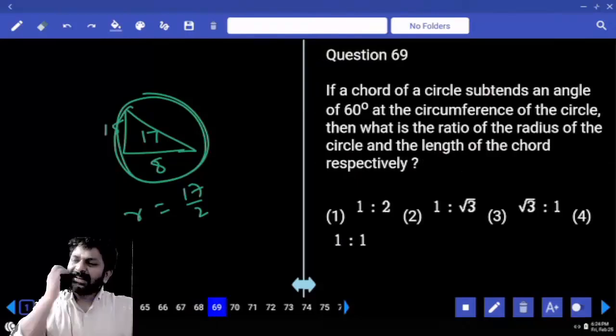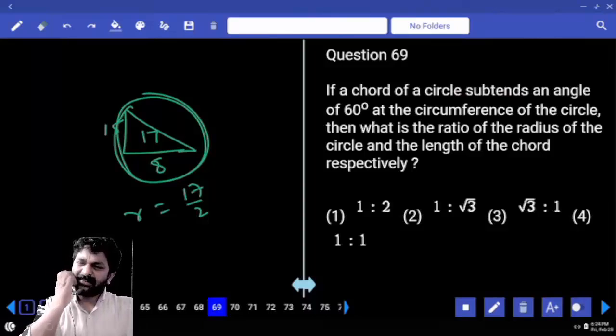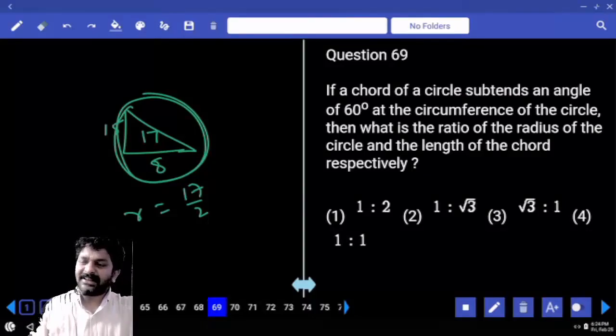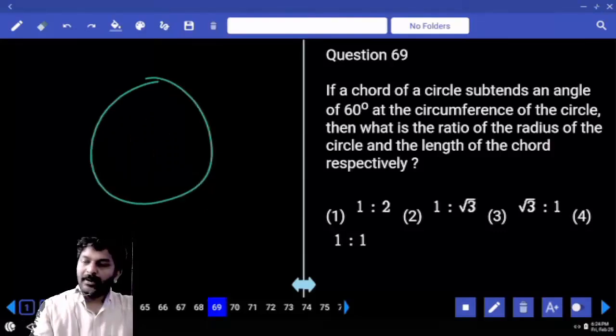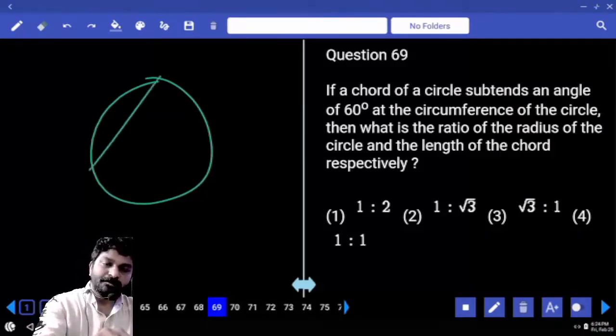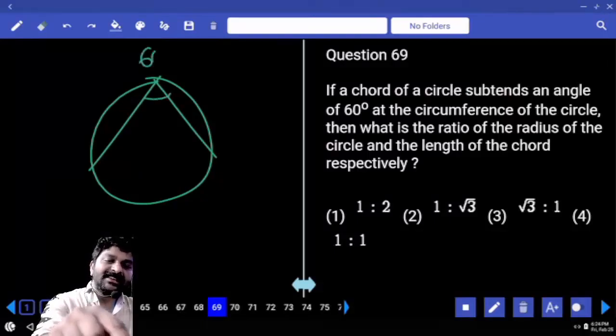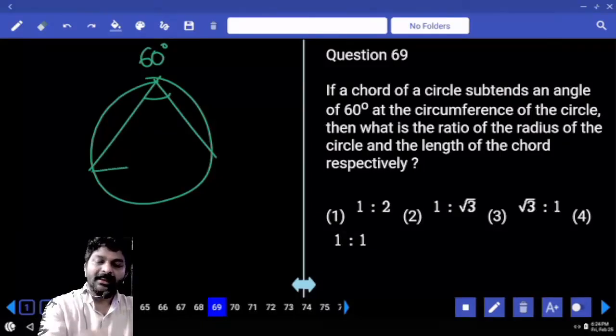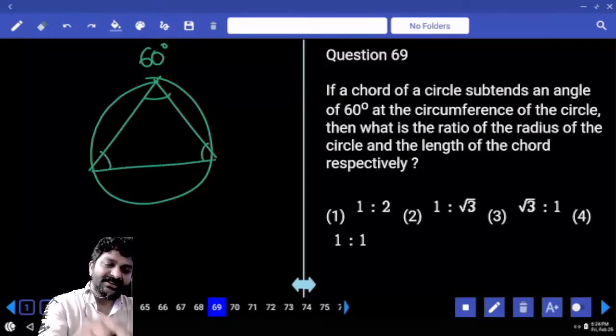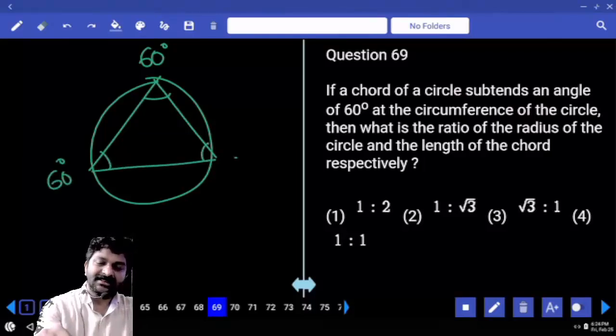If a chord of a circle subtends an angle of 60 degrees at the circumference of the circle, then what is the ratio of the radius of the circle to the length of the chord respectively? Chord of a circle making 60 degrees angle at the circumference. Right, so here the angle is 60 degrees. That's what they mentioned, right? I can even take the angle like this also, 60, 60, 60, chords like this.